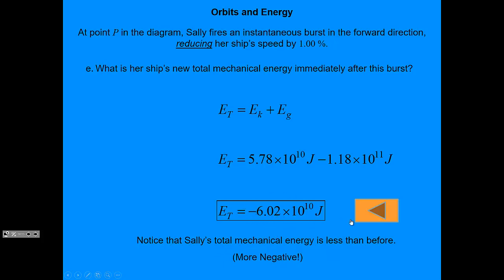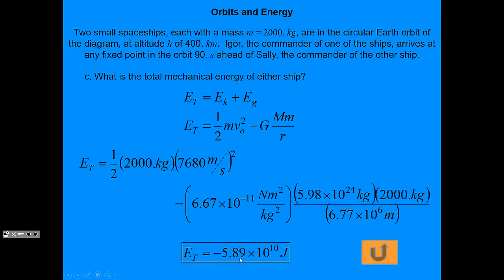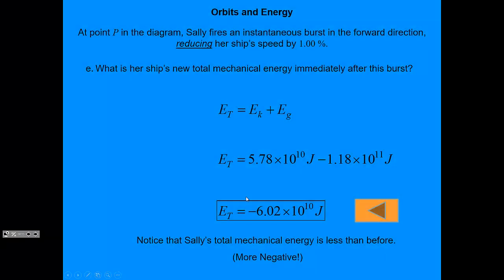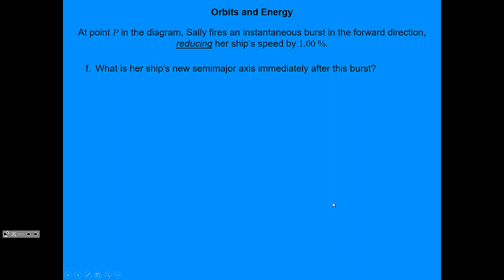Negative 6.02 instead of negative 5.89, right? Times 10 to the 10th, same order of magnitude. Okay, so bigger negative means less mechanical energy. So that means she's going to change her orbit. Okay, so what would her new semi-major axis be immediately after this burst?